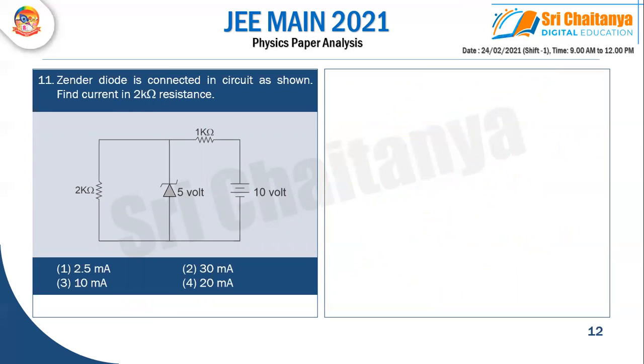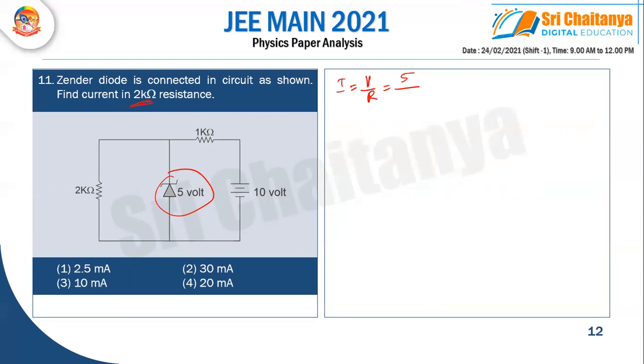Now here, the Zener diode is connected in the circuit as shown. Find the current in the 2K ohm resistance. From Ohm's law, I is equal to V by R, and in fact we have 5 volts across the Zener diode, and the resistance is given as 2K ohms.